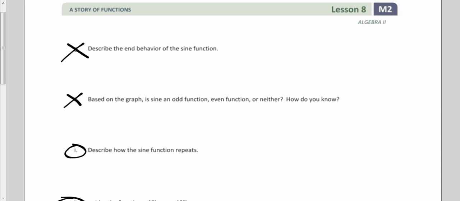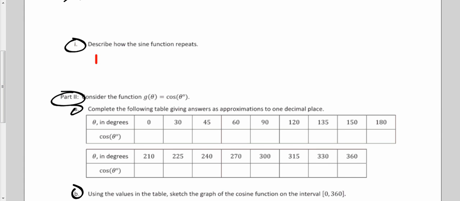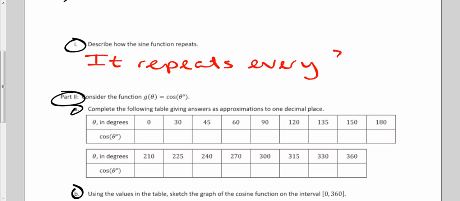Remember, 180 just goes like that, right? 360 goes up once, all the way down once, and then back up to 0 again. And then it starts all over again. Starts from 0, goes up to 1, down to negative 1, and back up to 0. Every 360. It repeats every 360.